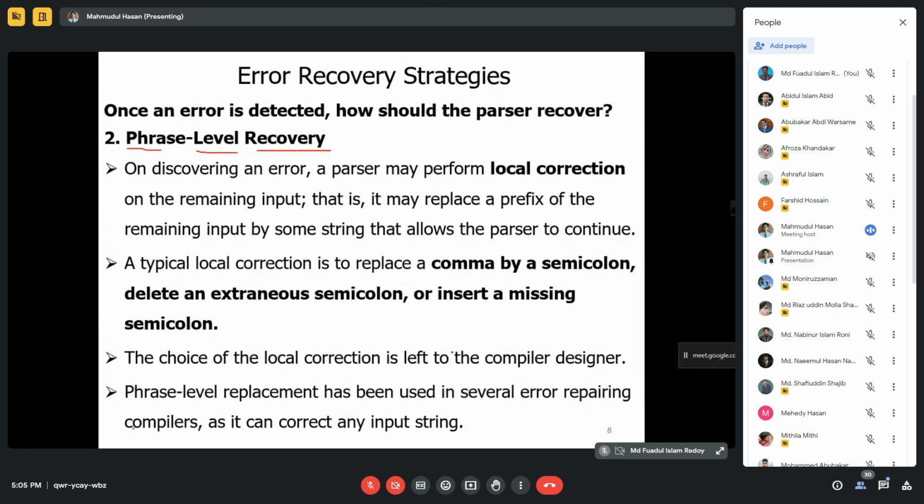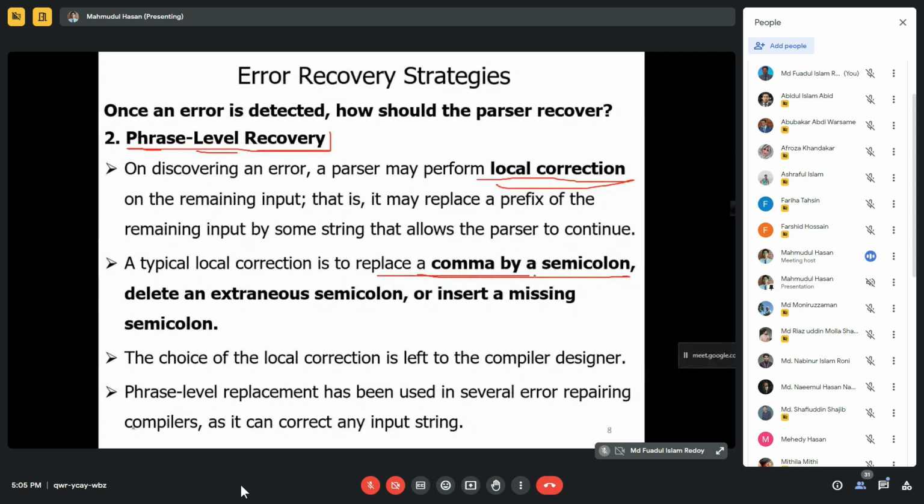Okay. Then phrase level recovery. In phrase level recovery, some local correction is done. Suppose when your lexical analyzer finds a problem in your source code, then it tries to perform some local correction. Local correction means, for example, replacing a comma with a semicolon. Suppose you mistakenly write "integer a, b," so your compiler replaces this comma with a semicolon. Got it?